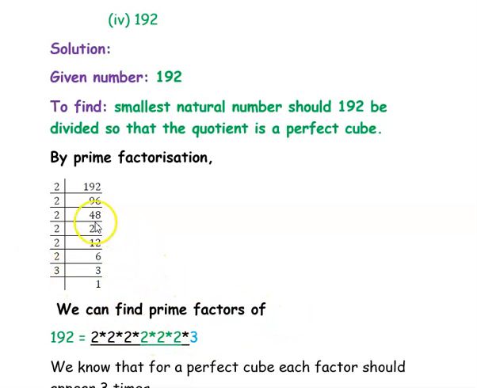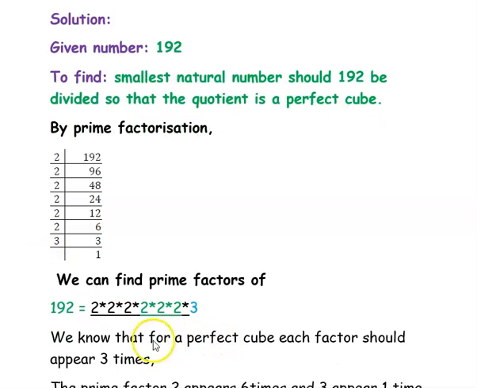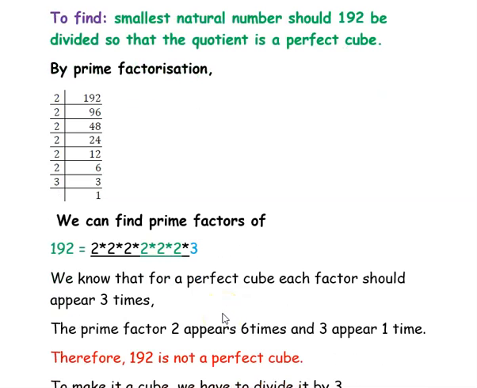Now the prime factors of 192 are, let's count the number of 2's first. 1, 2, 3, 4, 5, 6 2's. So I have written 2 into 2 into 2, then again 2 into 2 into 2 and then into 3 because we have 1 3 here. Now we know that for a number to be a perfect cube, each factor should appear 3 times. Here this factor 2 appears 3 times. The second 2 also appears 3 times. But this 3 appears only 1 time. So the given number 192 is not a perfect cube.